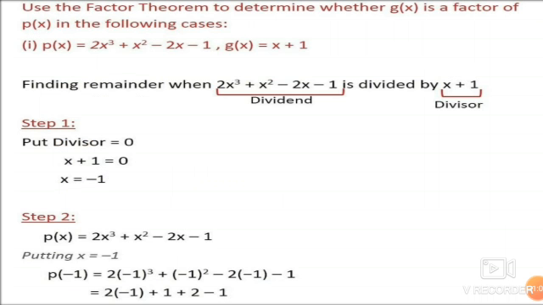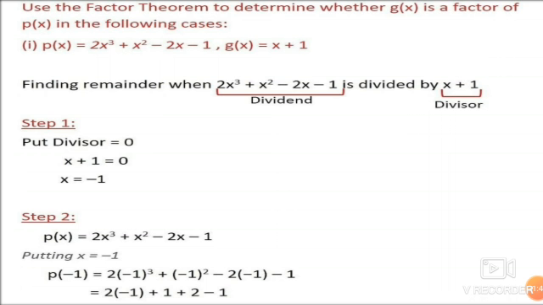Okay. Next, use the factor theorem to determine whether g of x is a factor of p of x in the following cases. This is also same to same as the previous cases, but here they have given p of x and g of x separately, two polynomials. Observing carefully, finding the remainder when 2x cube plus x square minus 2x minus 1 is divided by x plus 1.